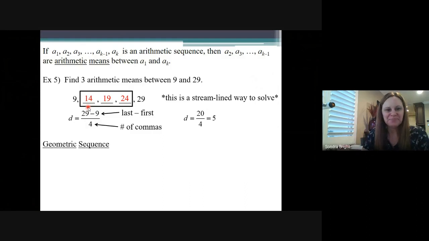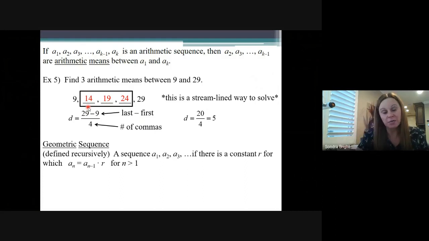That works too. Okay, so that's arithmetic. Arithmetic meaning I'm adding a number to get to the next one. If I want to do geometric sequence, we can define it either recursively or explicitly.